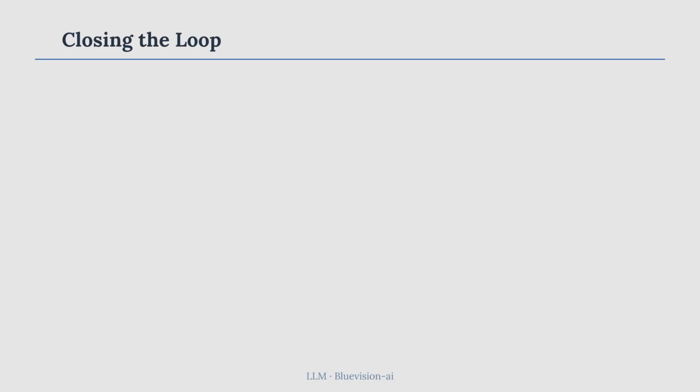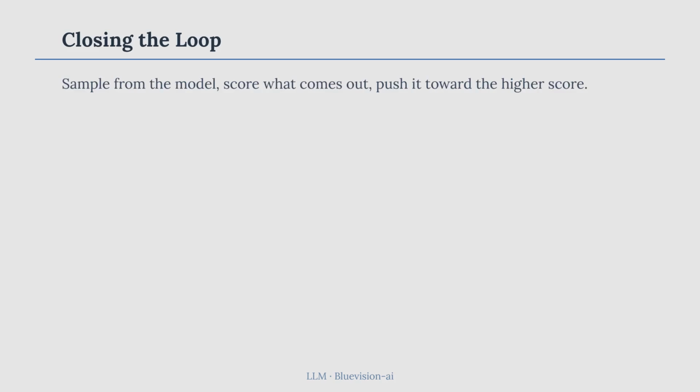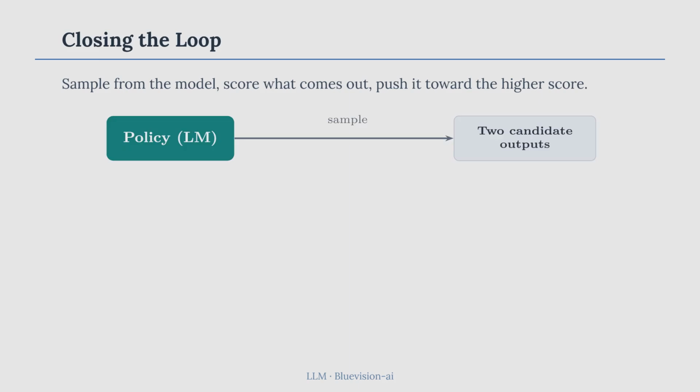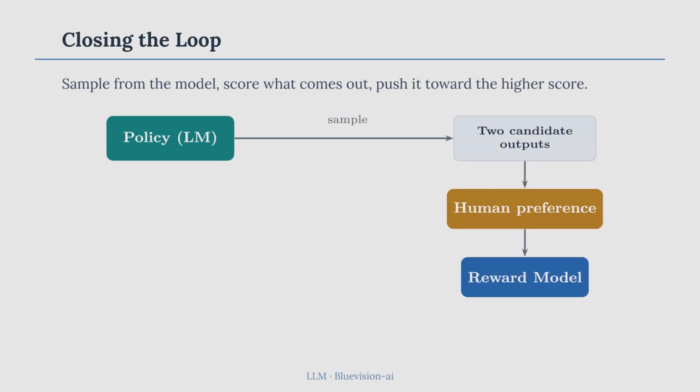Right. We've got a thing that scores answers. How do we turn that into a better model? Sample from the model, score what comes out, push it toward the higher score. Say it that way, and it sounds obvious. The model, and from here on we'll call it the policy, because that's the standard term once it's trained this way, samples two candidate answers. Human preference on the pairs, feeding the reward model we just built.